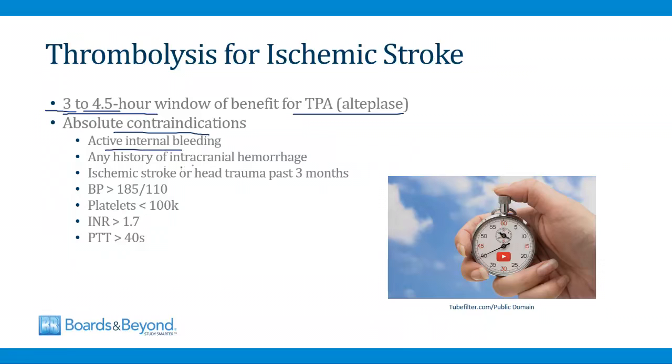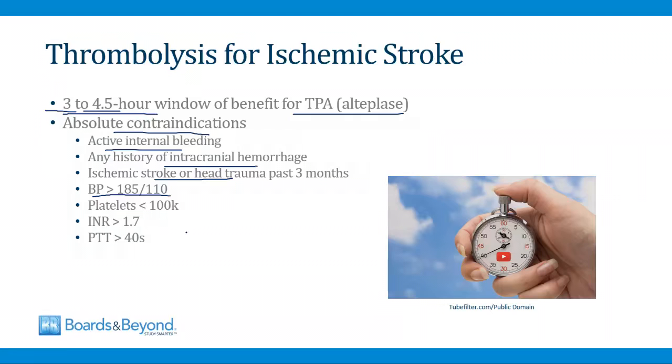If the patient has ever had an intracranial hemorrhage of any type, they cannot get thrombolysis. The patient cannot have had an ischemic stroke or head trauma in the last 3 months. And then the blood pressure cannot be over 185 over 110. And we'll talk more about this in a minute, but many patients having strokes are hypertensive. And if the blood pressure is too high, then the risk of thrombolytics is too great.